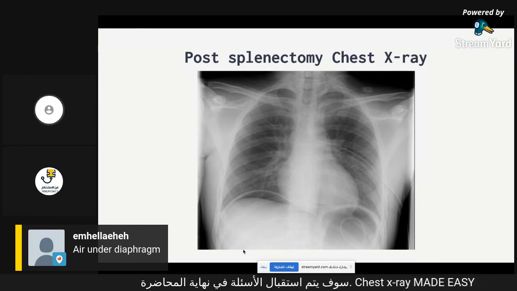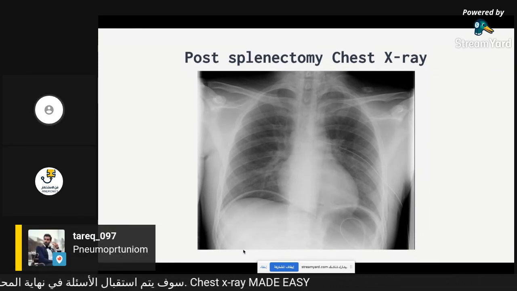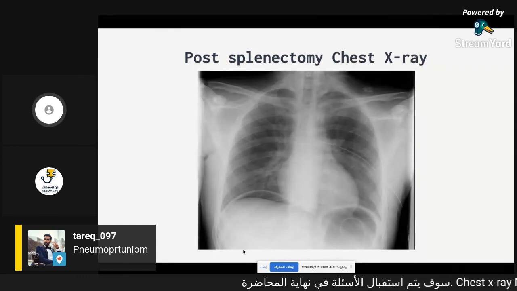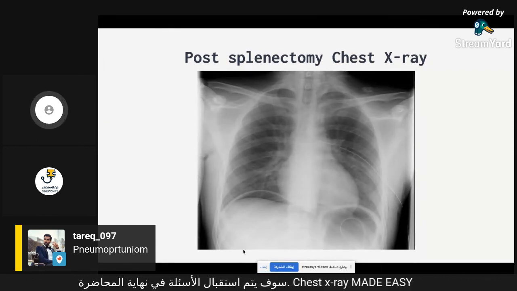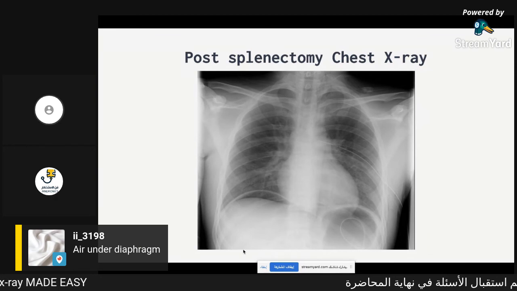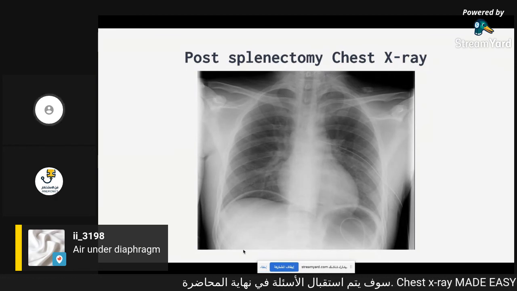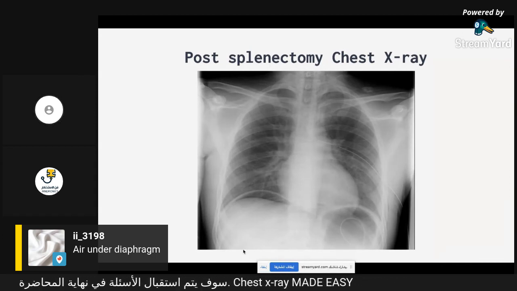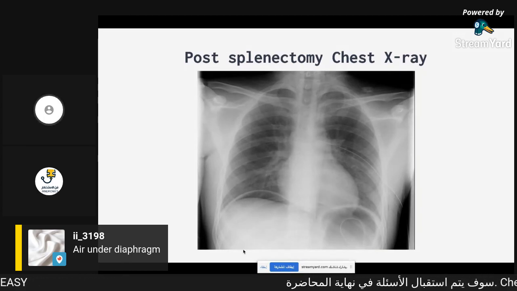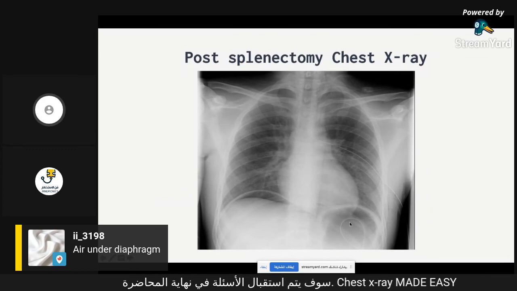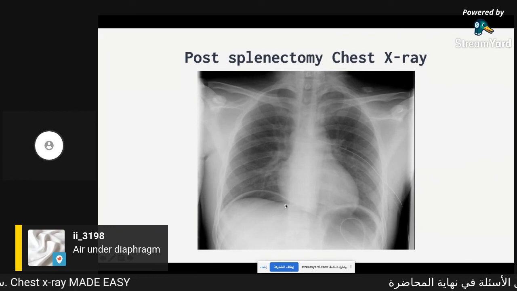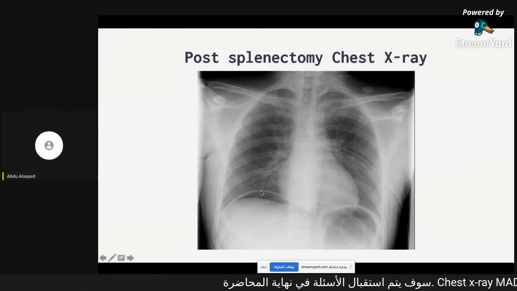You will not always get air under the diaphragm that is obvious and clear. Sometimes it is just a rim of air. How can we discover whether this is a gastric bubble or air under the diaphragm? By its demarcation. The air under the diaphragm is well demarcated and sharp, not like the gastric bubble, which will not be that much demarcated. We can differentiate between those areas that are filled with air.